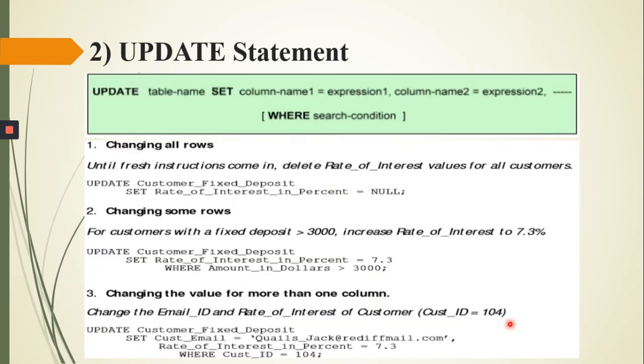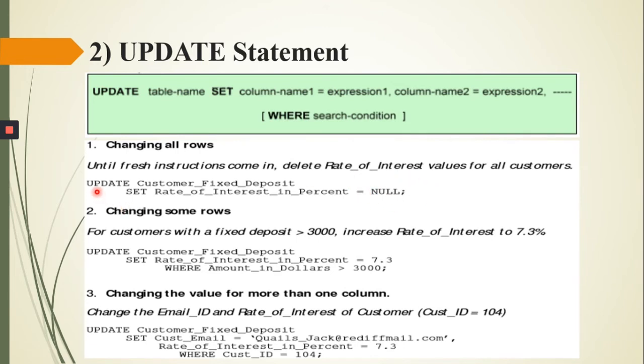Okay, see another example. So this is the syntax. Changing all rows. Suppose I have 10 rows in my database, and we can change all 10 rows. So update customer fixed deposit. Customer fixed deposit is my table name. Now set rate of interest in percentage is equal to null. The instruction says delete the rate of interest value for all customers. So we have to delete the rate of interest in all rows, and for that we are using null.